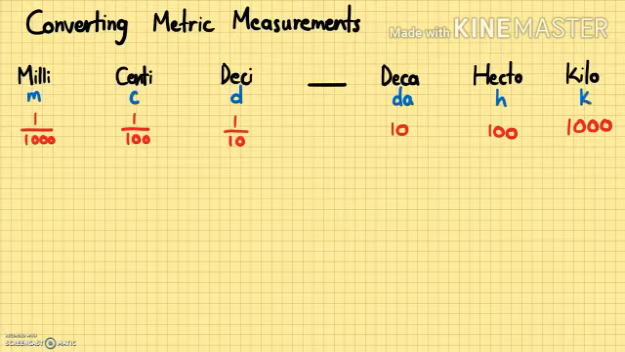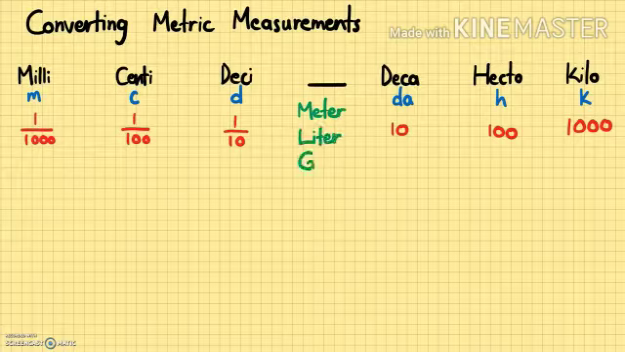We have three basic measures that we use: meter, liter, and gram. The abbreviation for meter is m, liter is L, and gram is g.